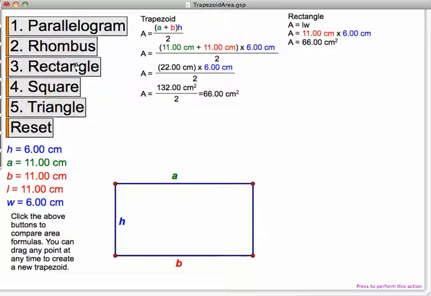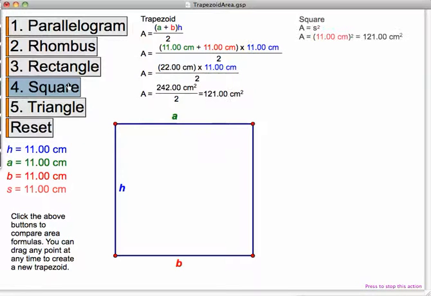It's also a special case of a parallelogram. And by that extension, the square is a special case of the rectangle, and thus the formula for a square, which of course is the simpler way to calculate it, we can also use the formula for the area of a trapezoid and get the same answer. So again, square is a special case of a trapezoid.